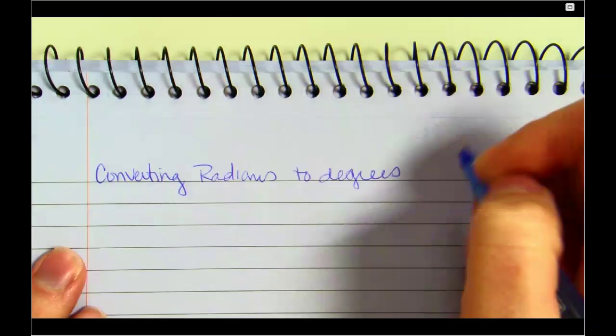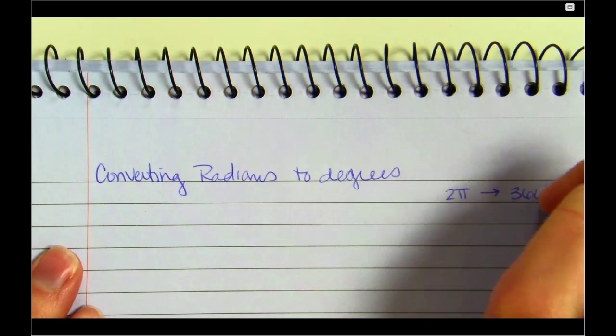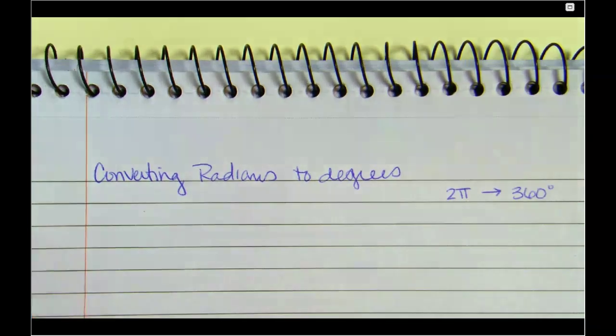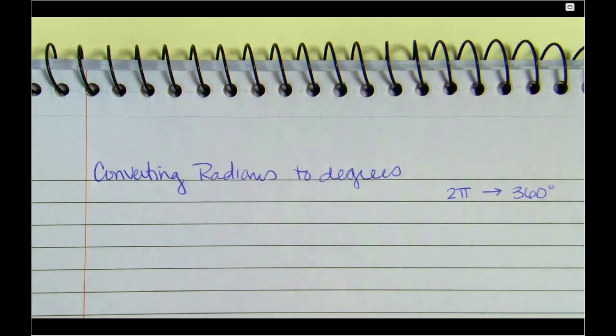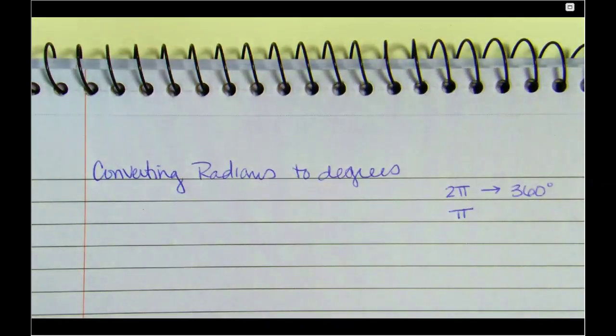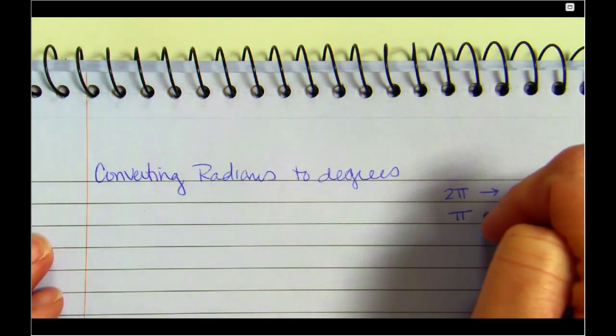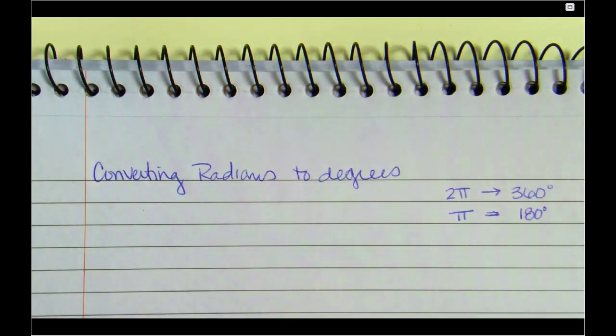So I said, you don't have to write this down, but 2 pi is equal to 360. 2 pi radians is equal to 360 degrees. So that means 1 pi radian is equal to how much? 180, because you can divide those by 2. So we use this information that pi and 180 are interchangeable.